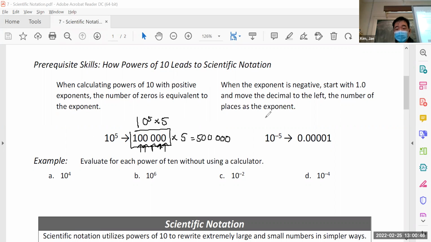In the same way, if I want to write 0.00001, 1 decimal place, 2 decimal places, 3, 4, 5 decimal places, I can instead write that as 10 to the power of -5. So all we do is look at that number and say, okay, that's how many decimal places we have. That's it. So just to get used to it, 10 to the power of 4, 10 to the power of 6, -2, -4, please expand this and evaluate it without a calculator.